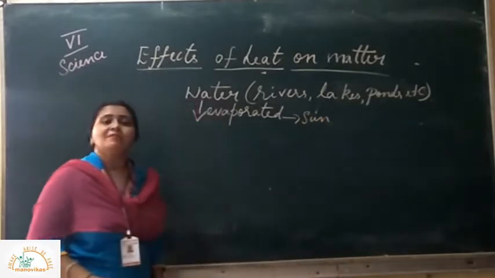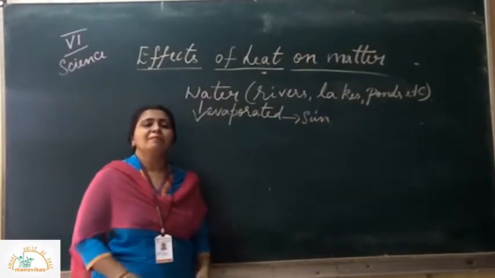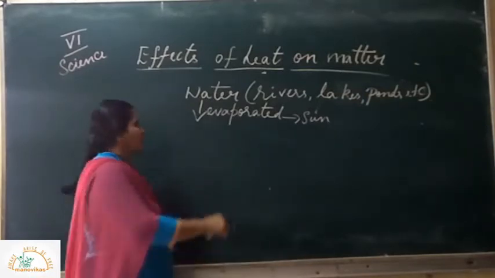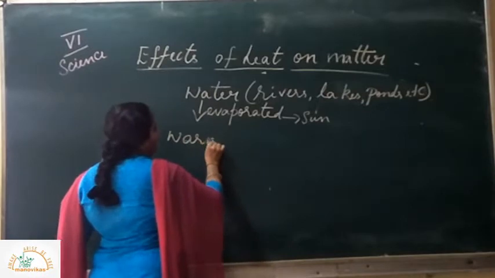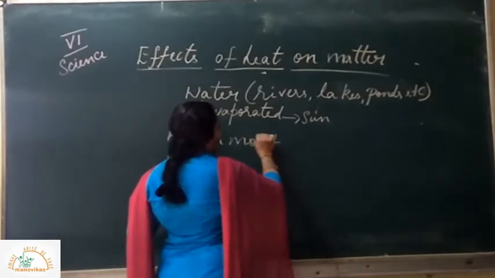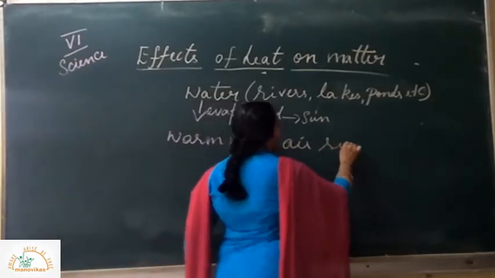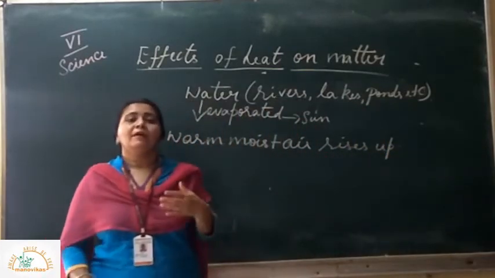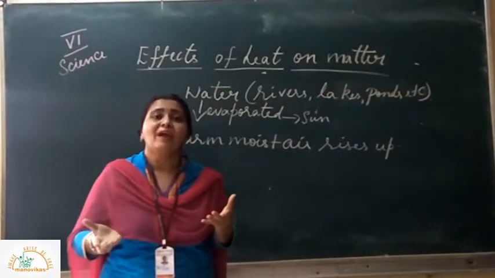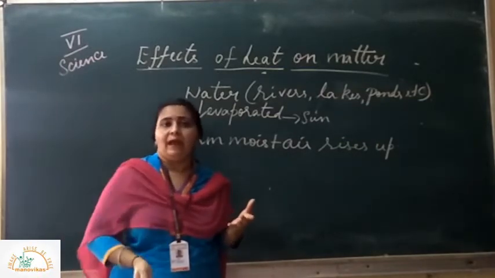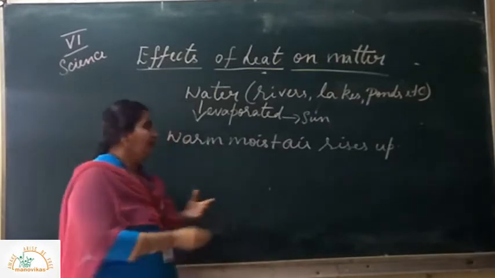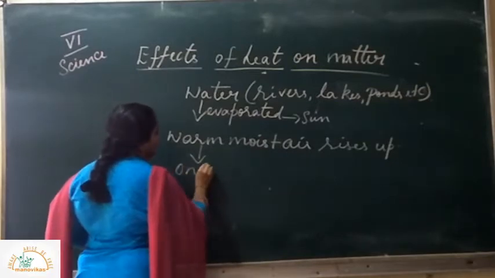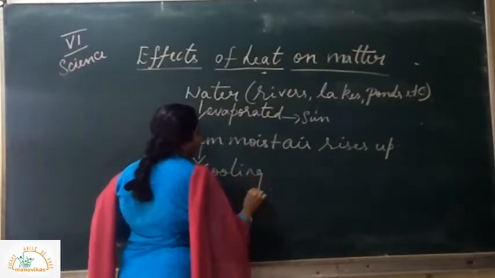Due to the heat from the sun, what happens? The water gets evaporated. And the warm, moist air rises up. So once the water gets evaporated, what happens? The warm, moist air rises up in the air. Okay? On cooling, then this warm, moist air, what does it form?